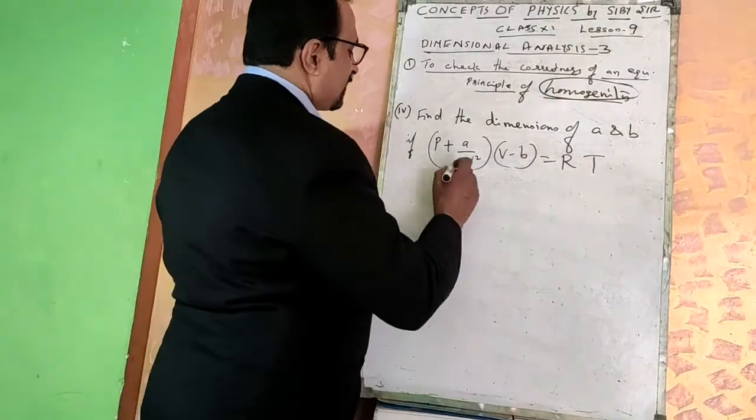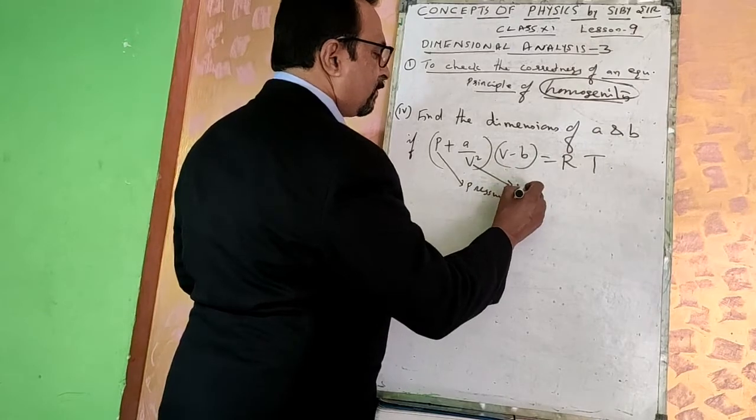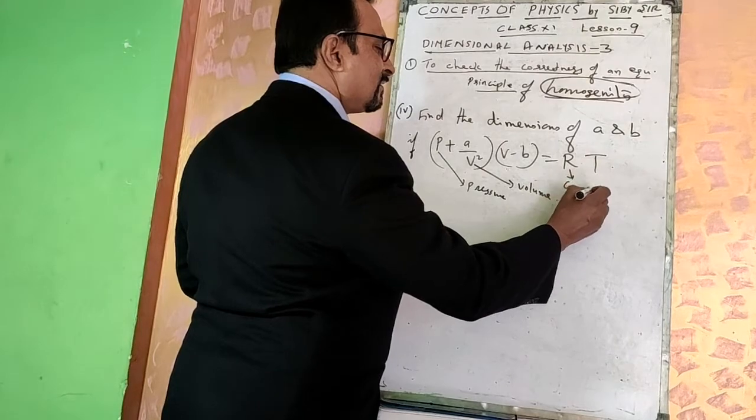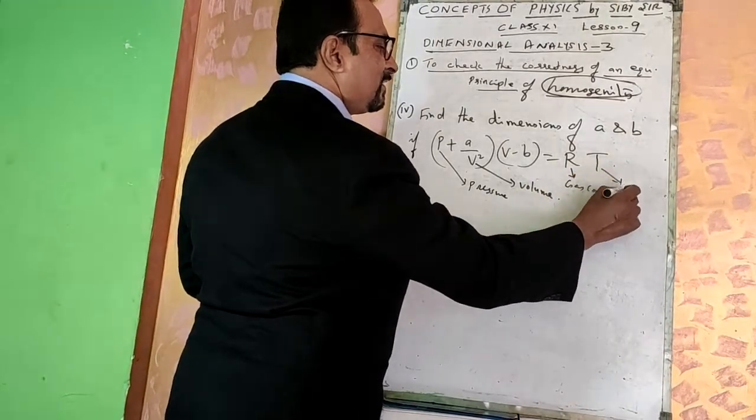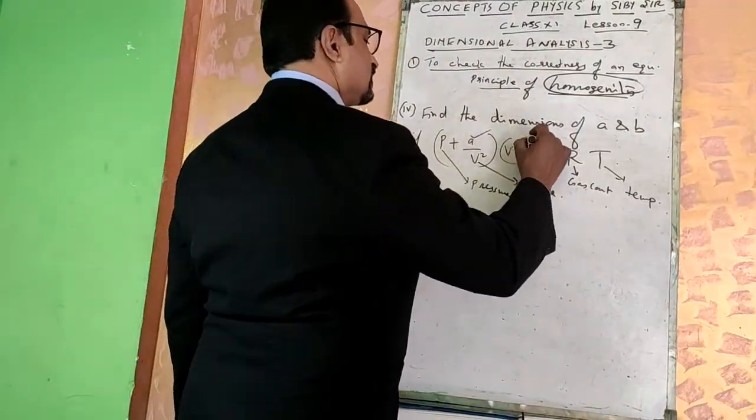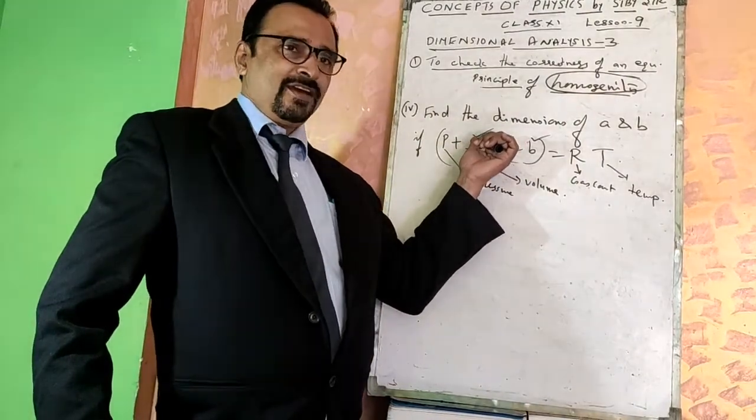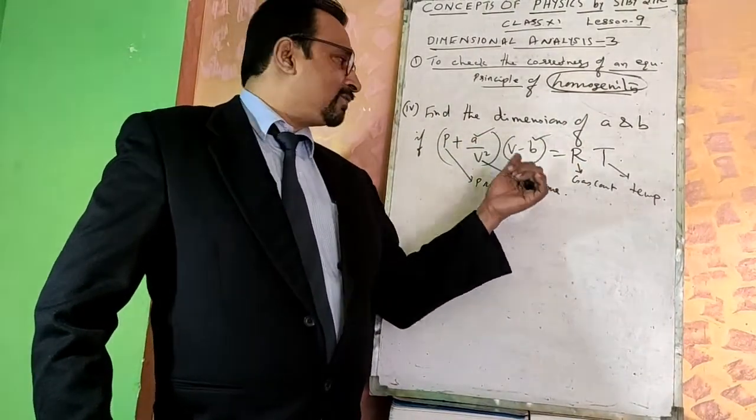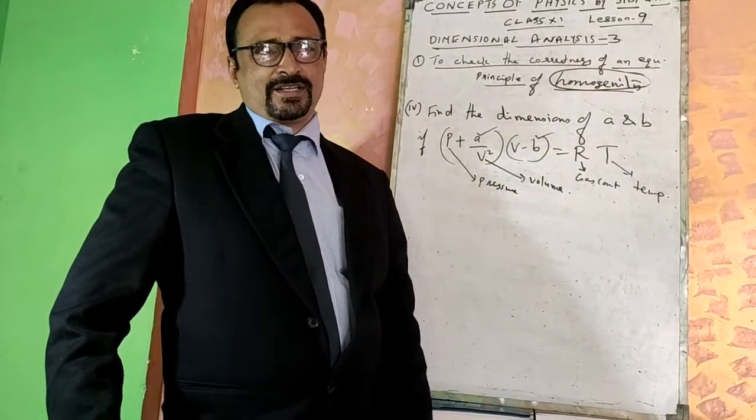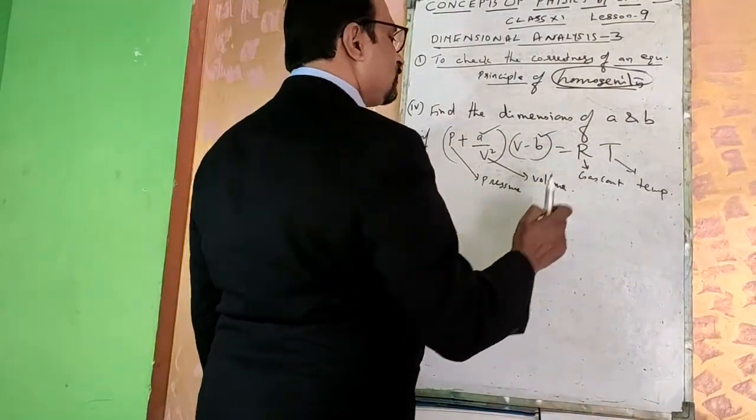And here, see which are the terms. P stands for pressure of the gas, and V stands for volume of the gas. R is called the gas constant, universal gas constant, and T is temperature in the absolute scale. A and B are constants. Question is, what are the dimensions for A and B? You have to find the dimensional formula for A and B if this equation is correct. That is the question. So the aim is to find the dimension of A and B from this equation.